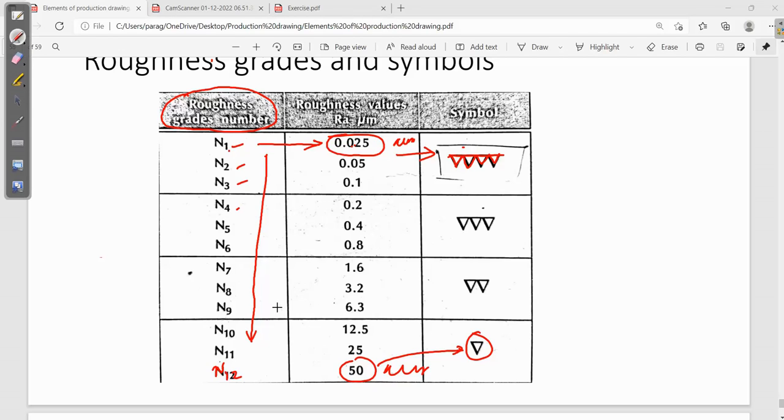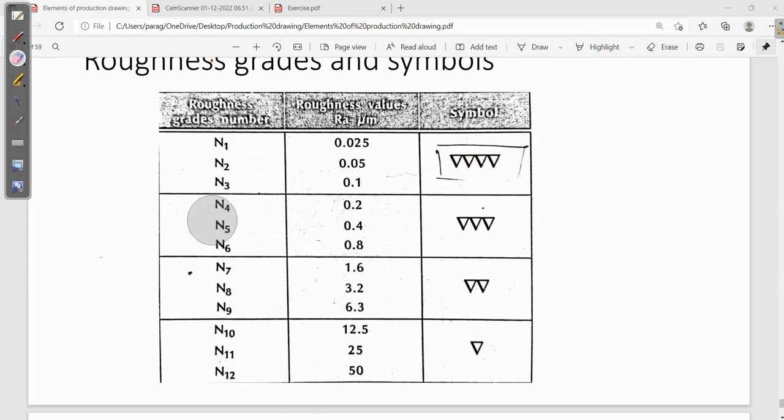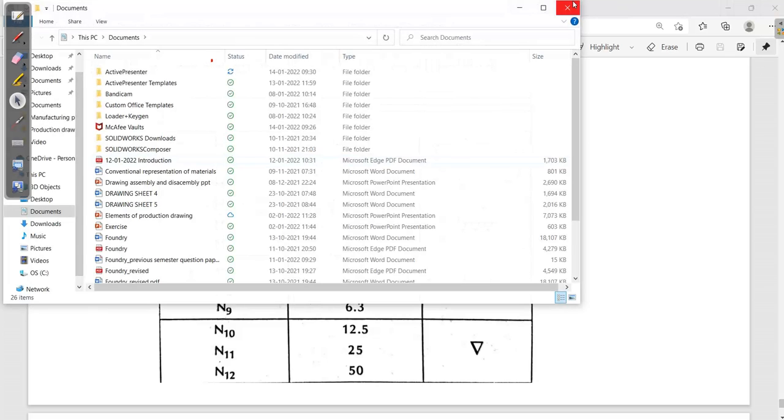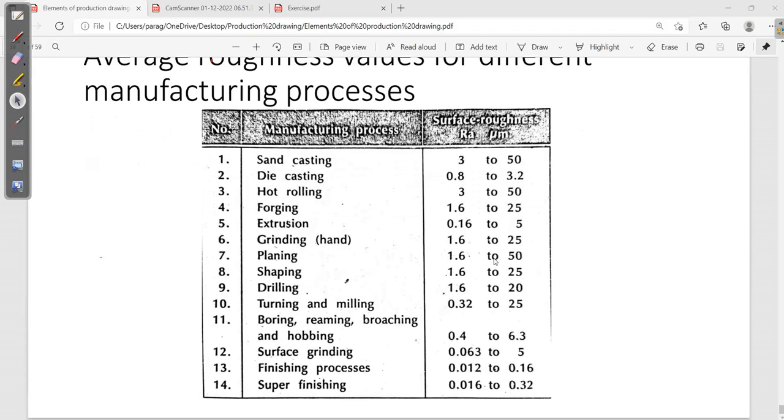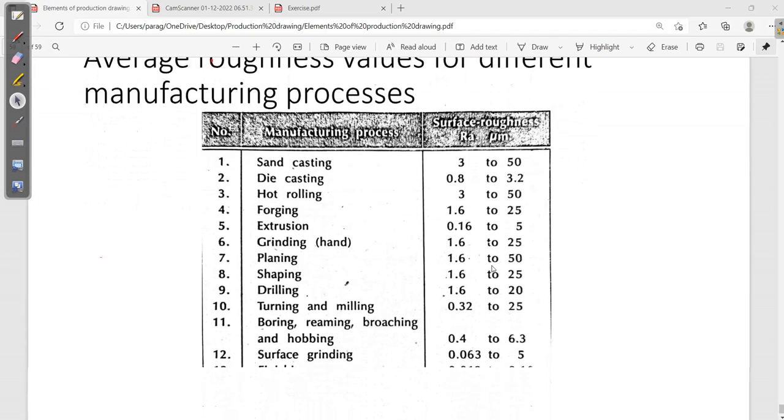You have to know this table by heart: the roughness value, symbol, and everything, the roughness grade number. You have to learn this full table by heart. Definitely they will ask you. Okay, so this thing is not required.